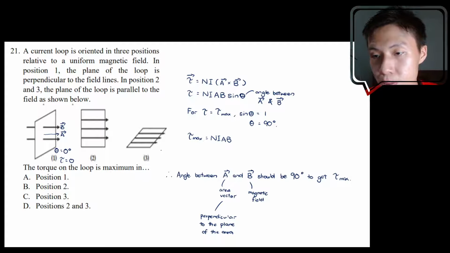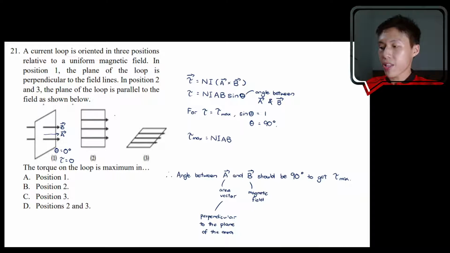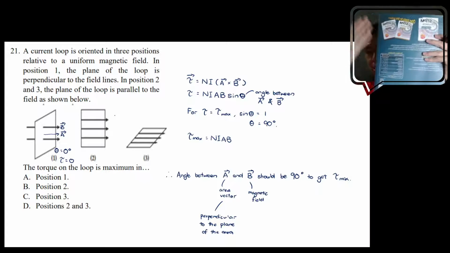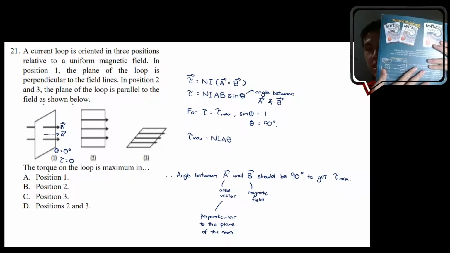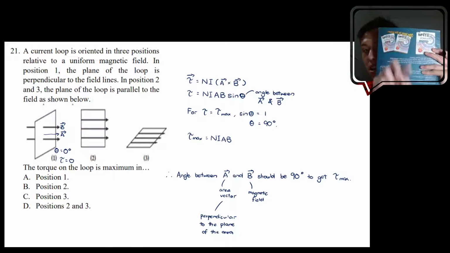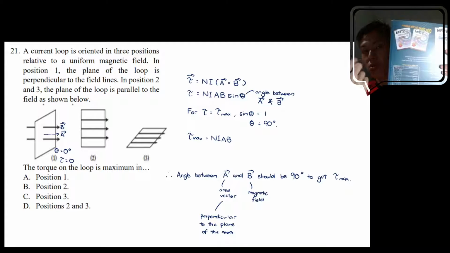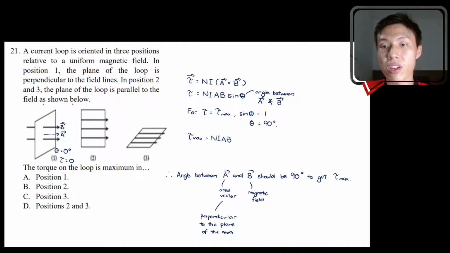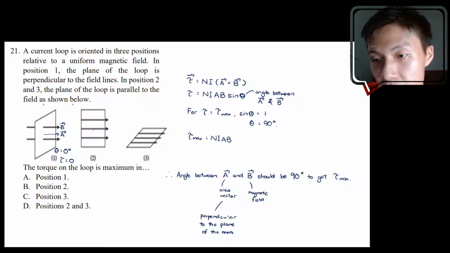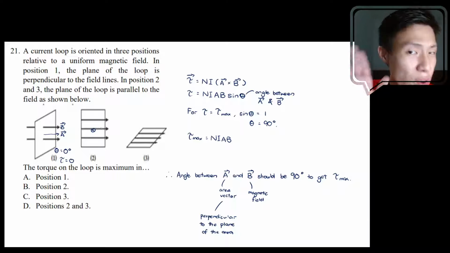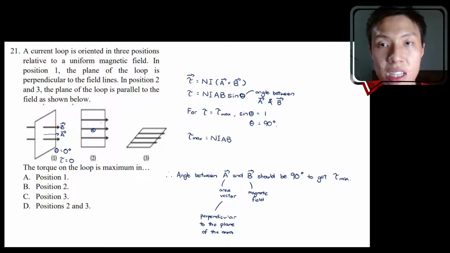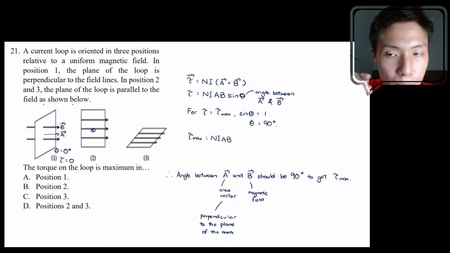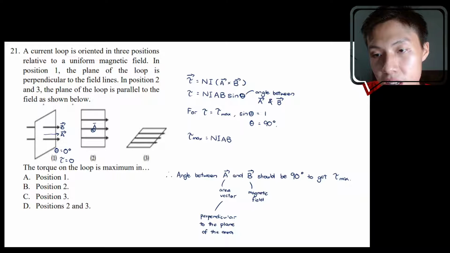Okay, so let's look at position 2. In position 2, your plane is now placed like this. So in that case, your area vector will be either pointing out of the page or pointing into the page, depending on which direction you choose. So you can simply take one direction. I can put the direction of the area vector to be pointing into the page. As long as it's perpendicular to the plane, then it's okay.